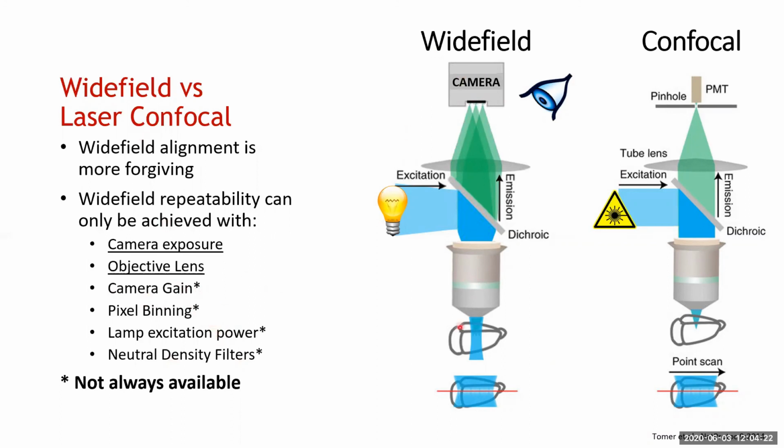While wide field alignment is a little bit more forgiving, because instead of single core fibers, it's a little bit easier to get the light through and back again. You have a lot less to control. So if you're using wide fields, like the slide scanner and stuff like that, you want to make sure that you have all your parameters the same the whole time, especially your camera exposure.